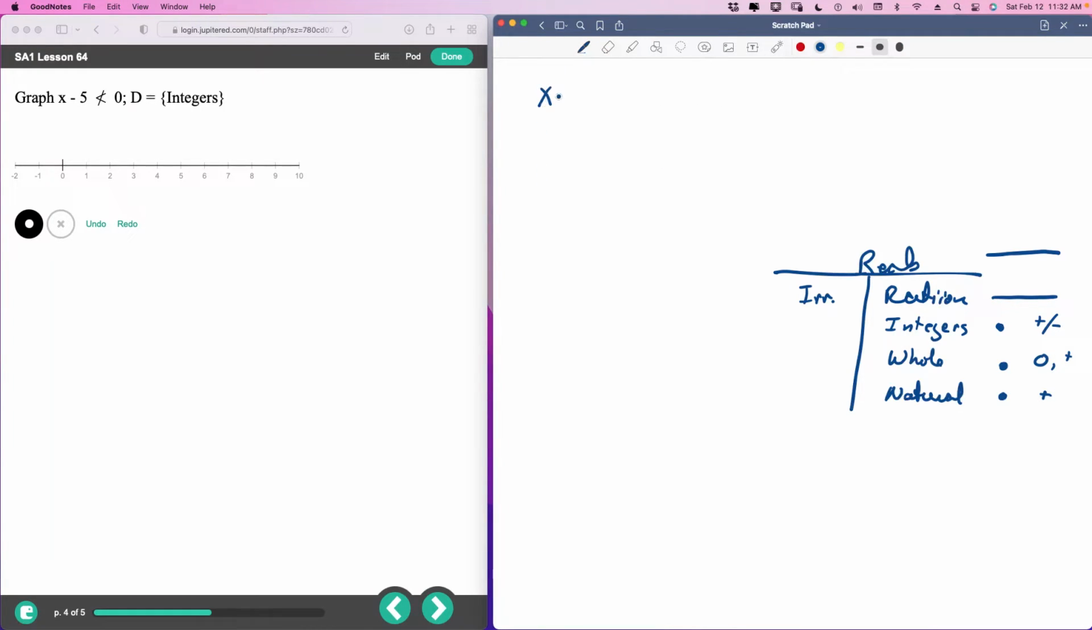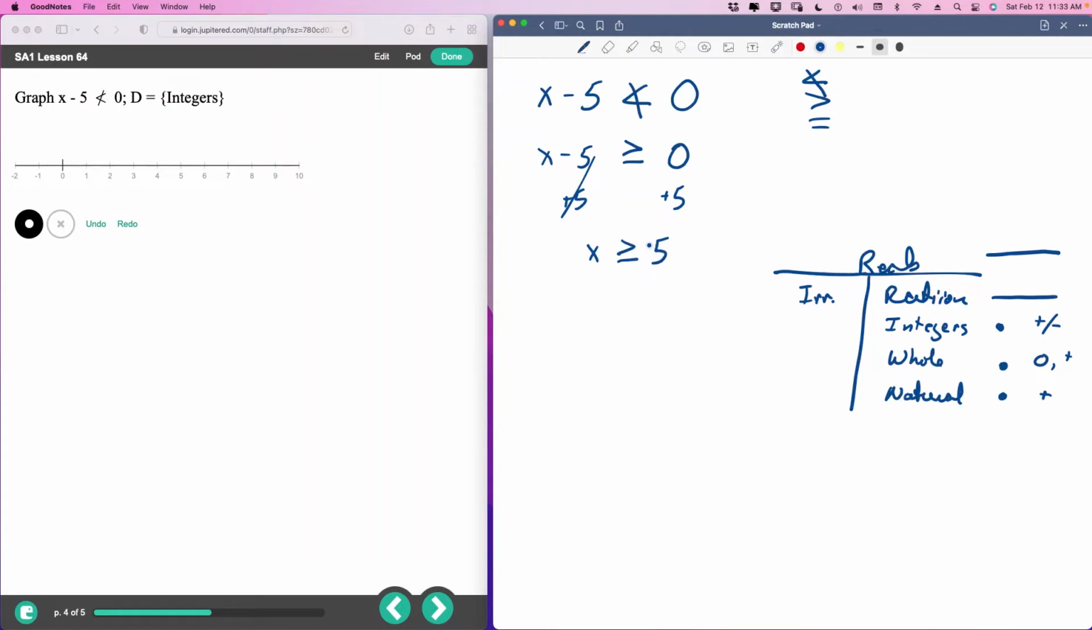All right, this says x minus 5 is not less than 0. So first, let's get rid of this negated part. It's not less than, so it is greater than or equal to. So x minus 5 is greater than or equal to 0. But now we need to have x by itself, so we have to solve it, just like we do an equation. We add 5 to both sides so we can get x by itself. This cancels. x is greater than or equal to 5.